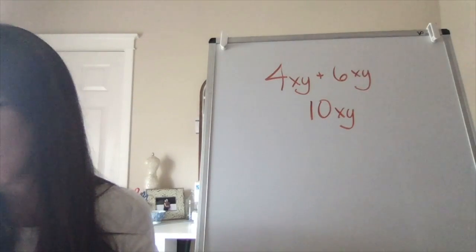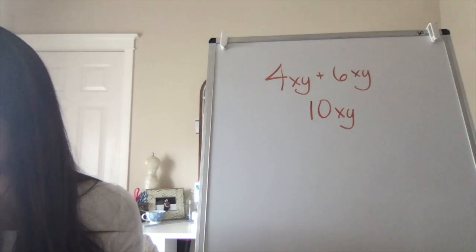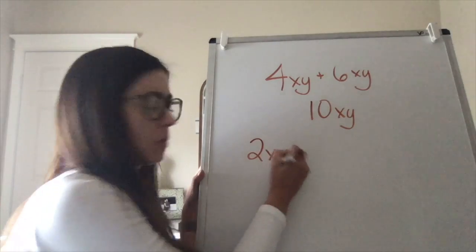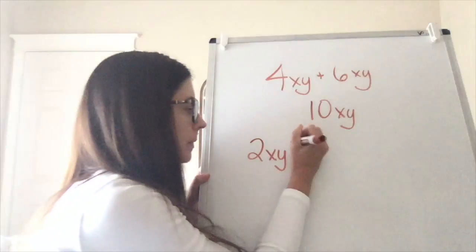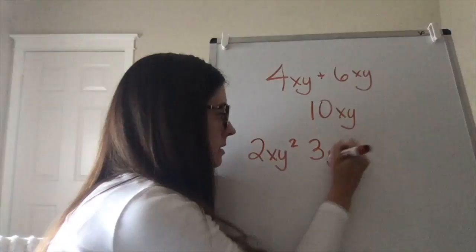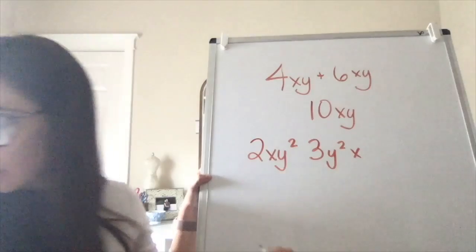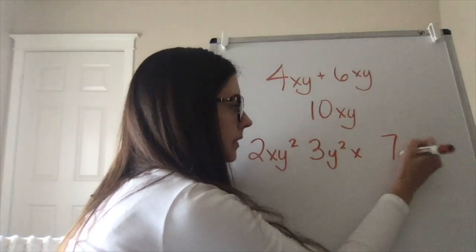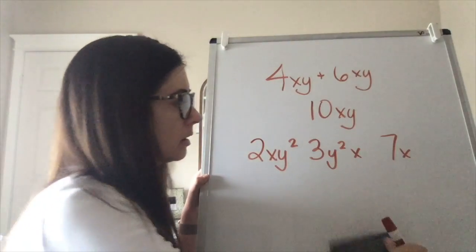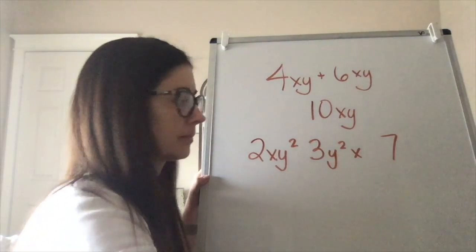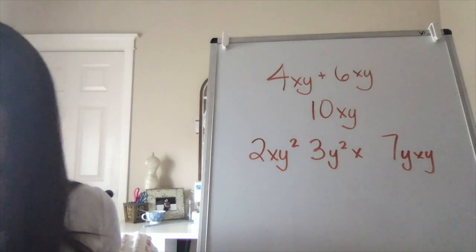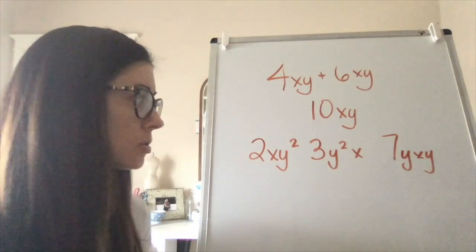Now, the first example we have says, oh, this is a good one. We have 2xy squared. We have 3y squared x. And then we have 7yxy. All right, and it's asking if these are like terms, okay? So this lends to a good discussion.